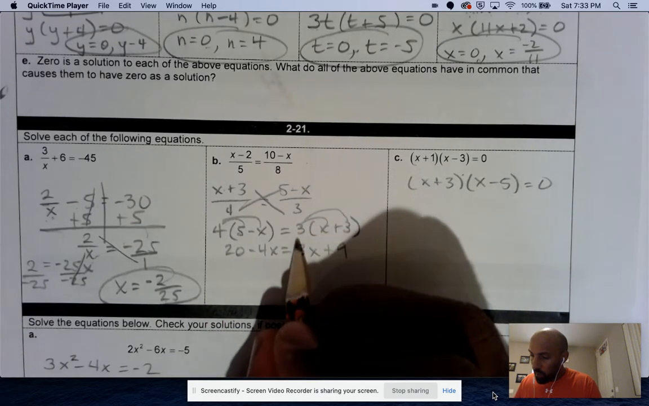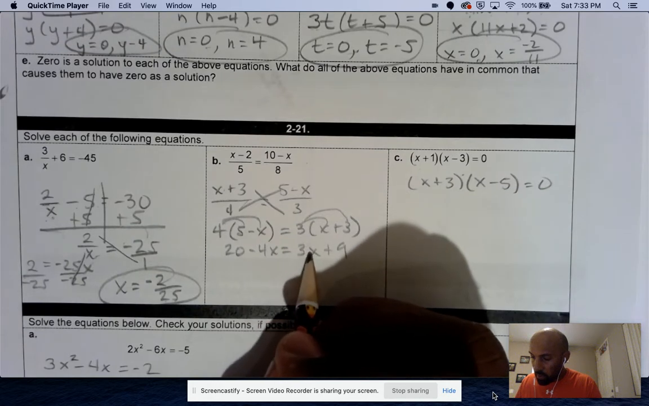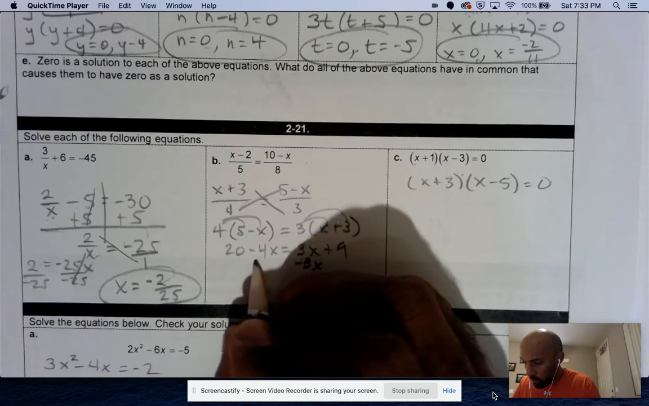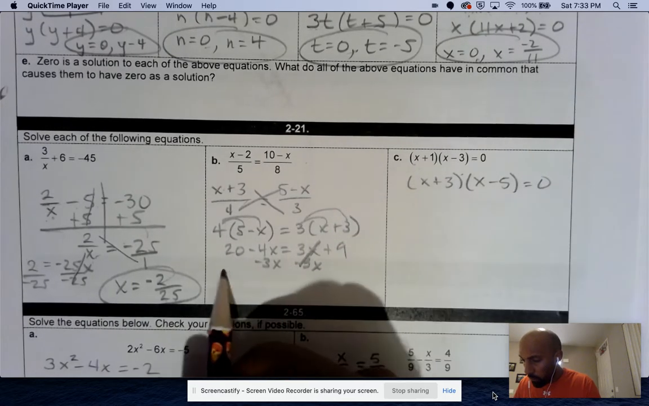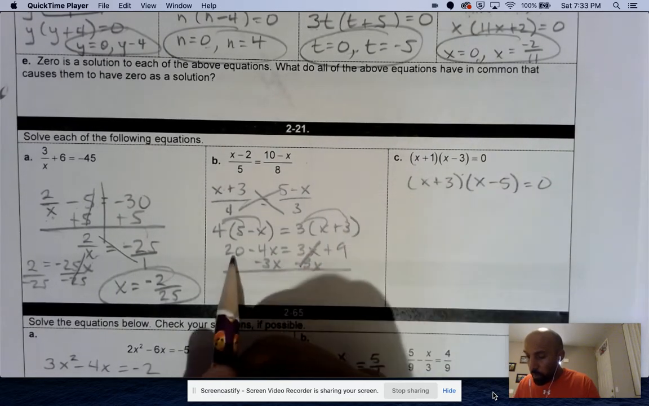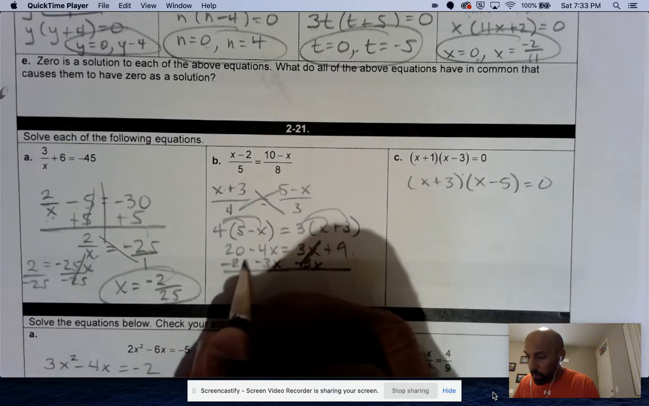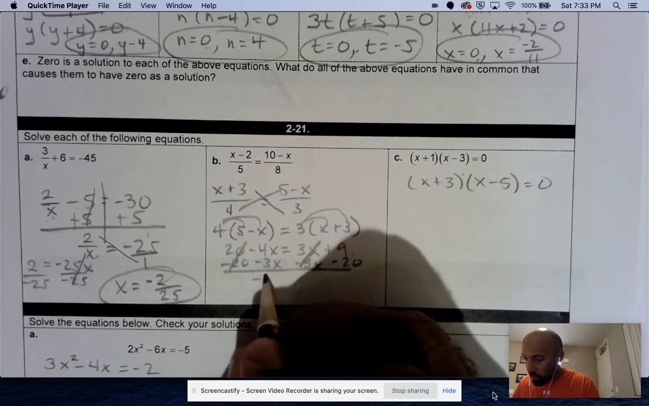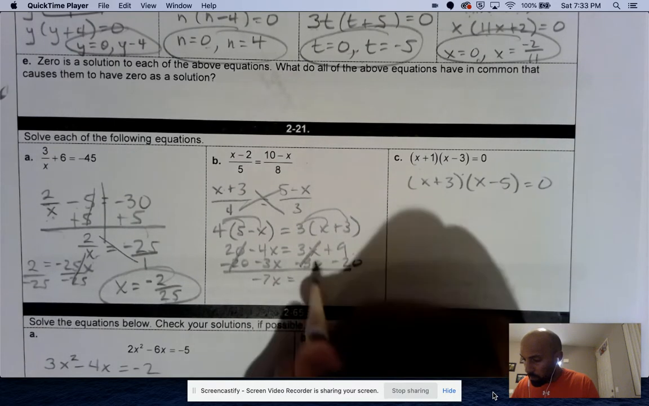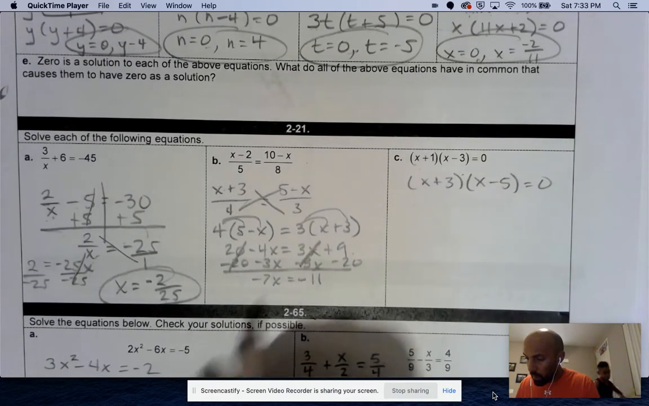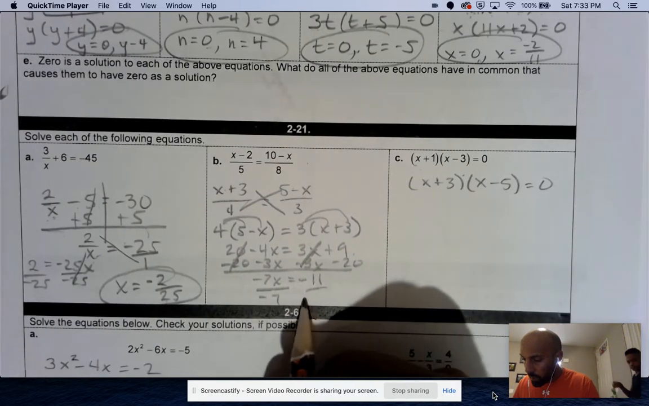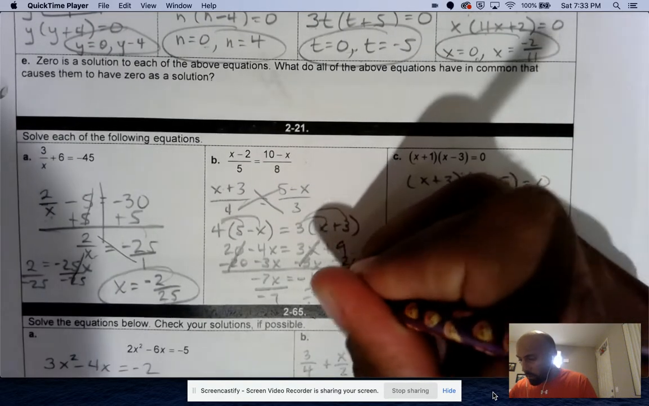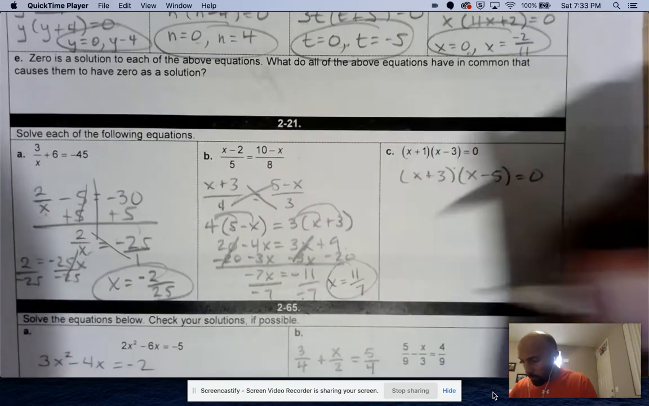Okay, so now I've got variables on both sides. I want my variables to be on the left. I always like it to be on the left. So that means I'm going to take away 3x from both sides. And then I want my constants to be on the right, so I'll take away the 20. So this gives me negative 7x, and this gives me negative 11. So negative 11 divided by negative 7. You can't reduce that, but it's a negative divided by a negative. So x equals 11 over 7. Okay, so I get a fraction.